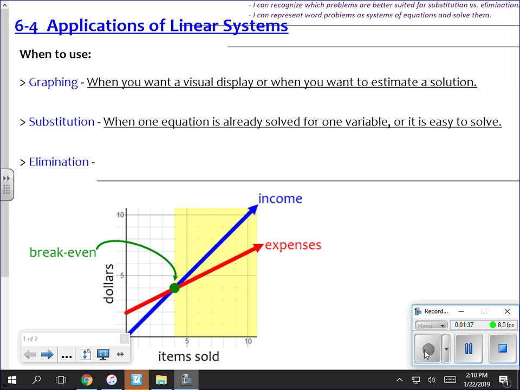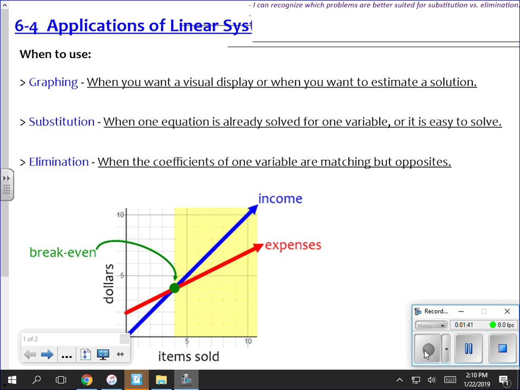Okay. When do you want to do elimination? When the coefficients of one variable are matching but opposites. Basically, when you can add two equations or subtract two equations to get them to go away, that's when you want to do elimination.